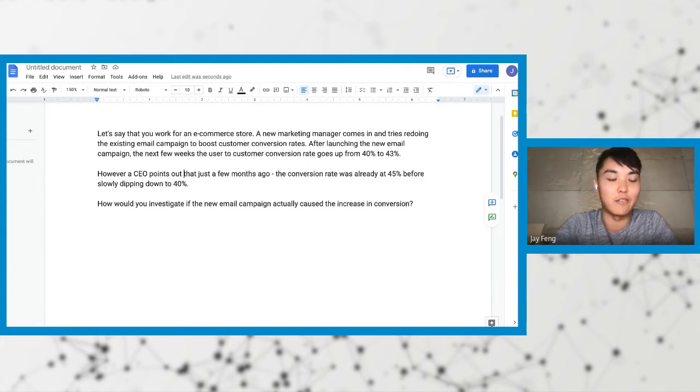However, a CEO points out that just a few months ago, the conversion rate was already at 45% before slowly dipping down to 40%, as it was before, right? So how would you actually investigate if the new email campaign actually caused the increased conversion versus just a fluke?